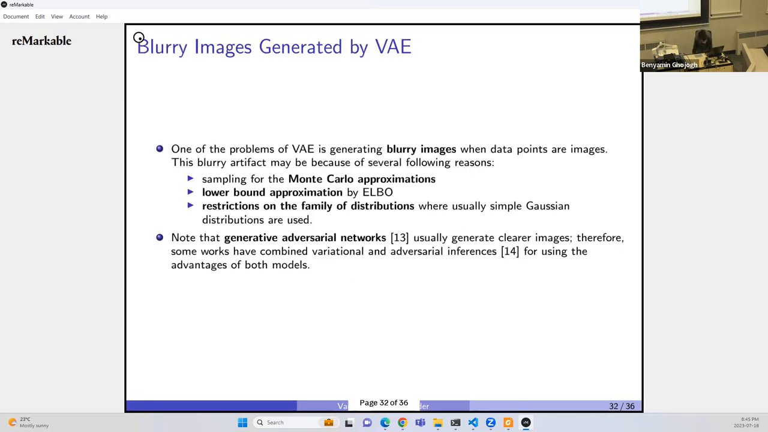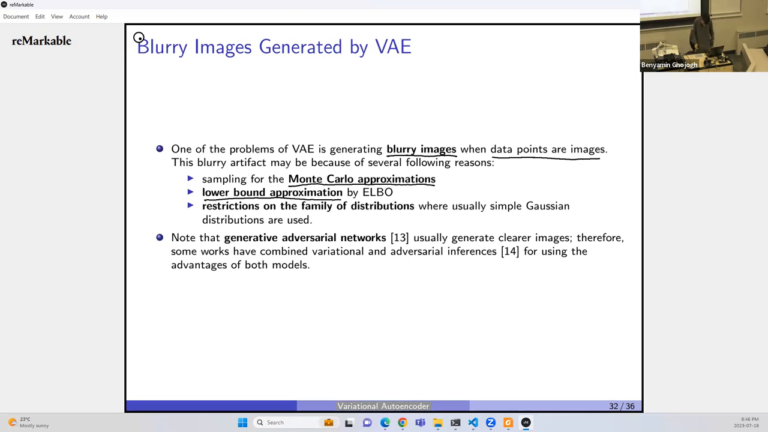One of the problems of variational autoencoder is generating blurry images. When data points are images, because data points might not be images, but when they are images, it generates blurry images. The blurry artifact may be for several reasons. Do you remember we had Monte Carlo approximation? Approximation makes it less accurate. We had lower bound approximation; we didn't maximize the log likelihood, we maximized its lower bound.